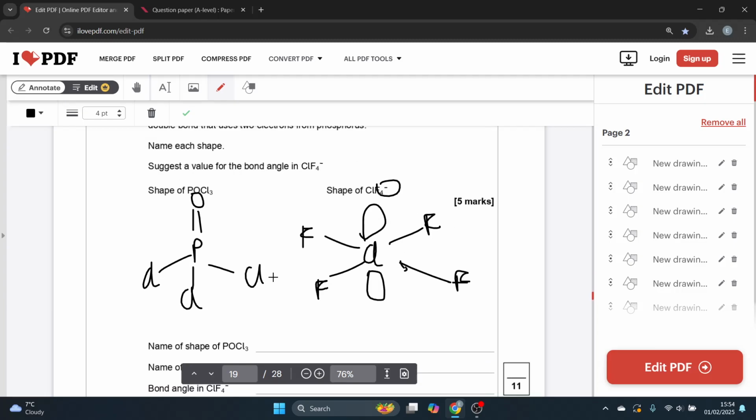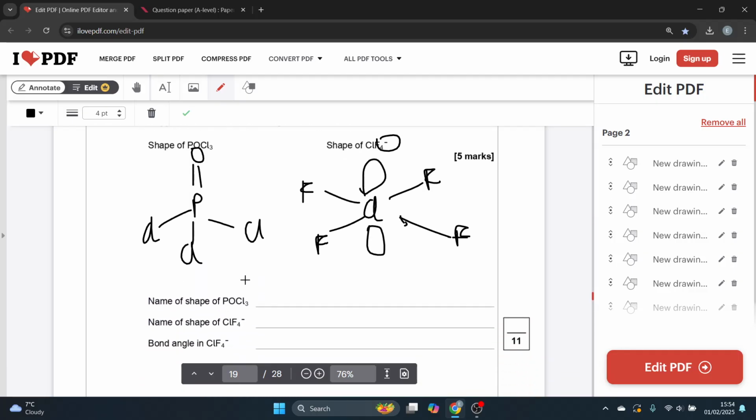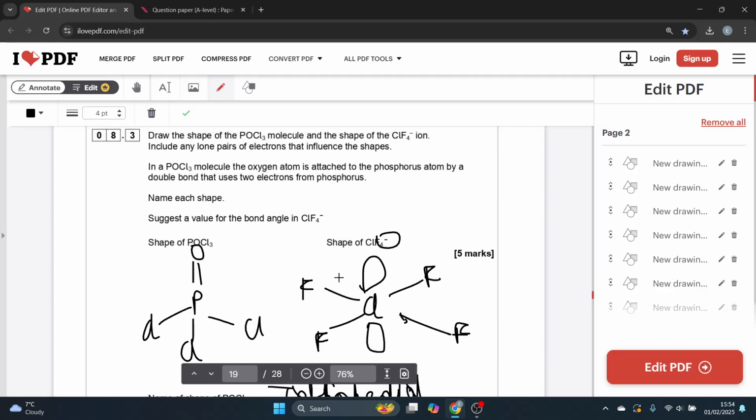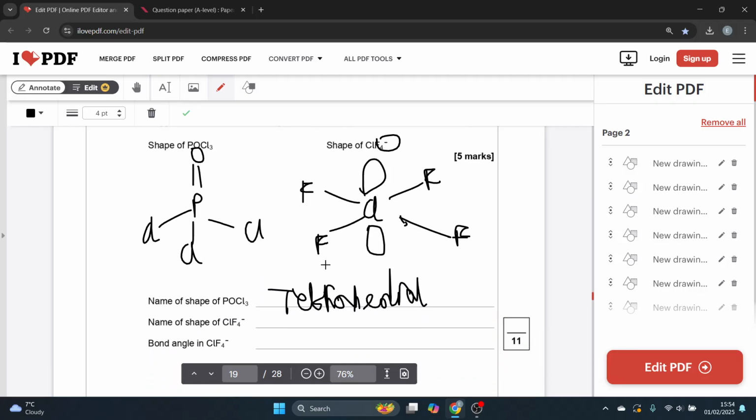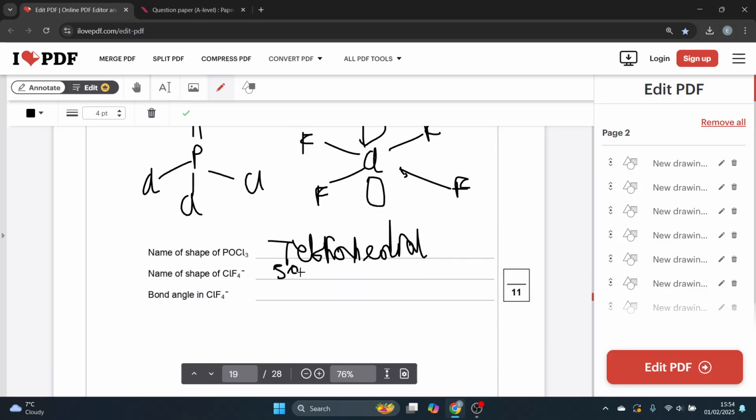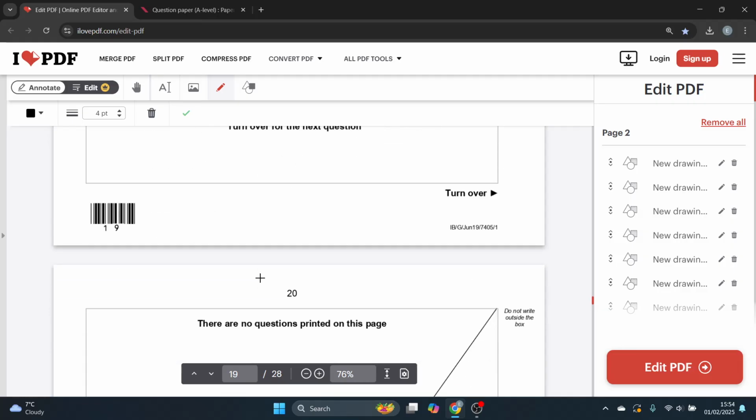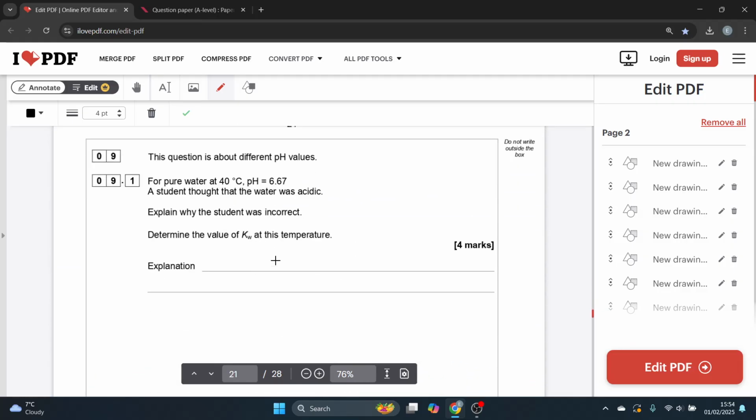Name of shape of POCl3. 4 bonding pairs, no lone pairs. Tetrahedral. And ClF4 minus is going to be, well, it's got 4 bonding pairs, 2 lone pairs, so it's not going to be octahedral. That's 6 bonding pairs, no lone pairs. So it's going to be square planar, and the bond angle in square planar is 90 degrees. Question 9.